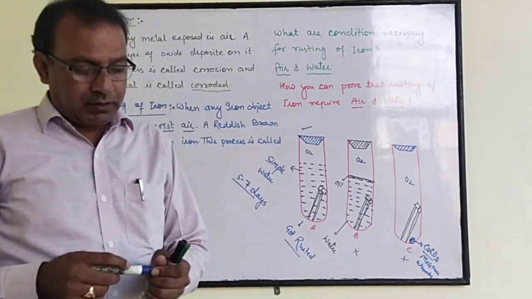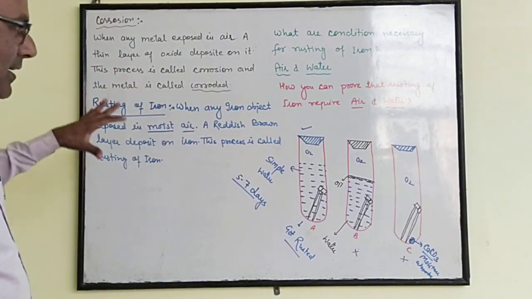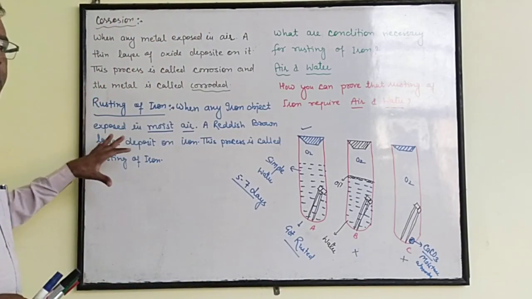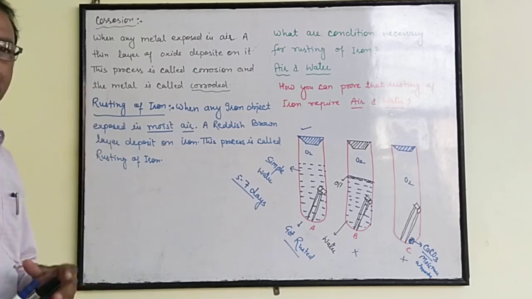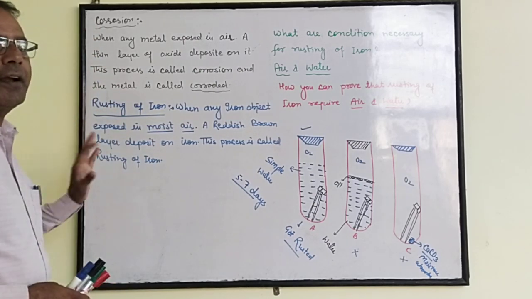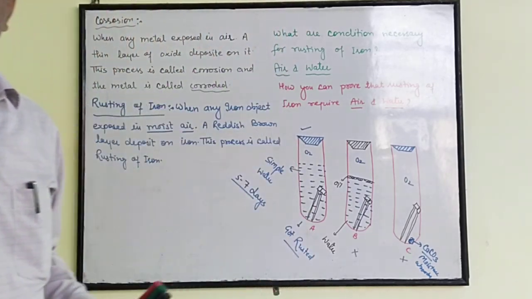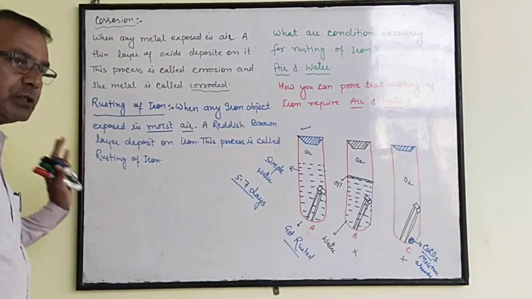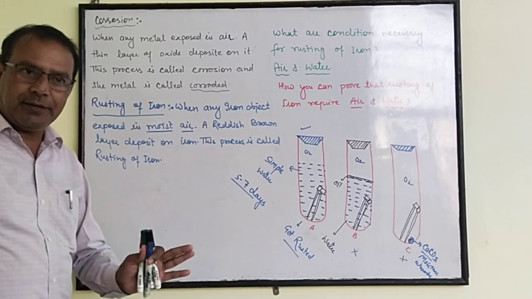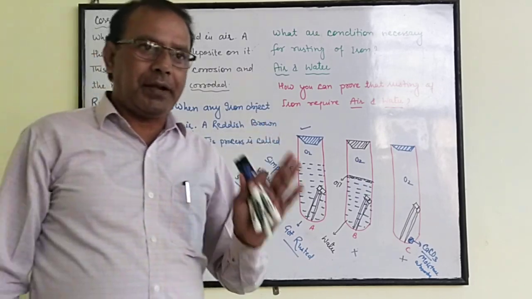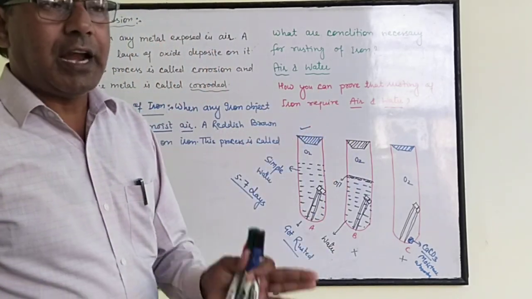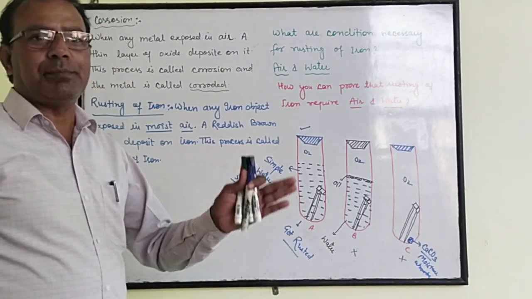Clear? The next one is, how can we prevent metal from corrosion and rusting? We can prevent metal from corrosion and rusting by some methods, and those methods are by oiling, by greasing, by painting, by galvanization, and by electroplating, as well as making alloys.